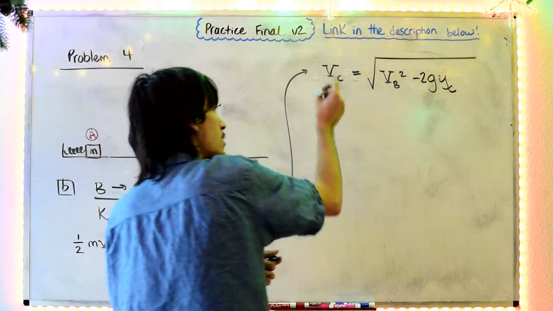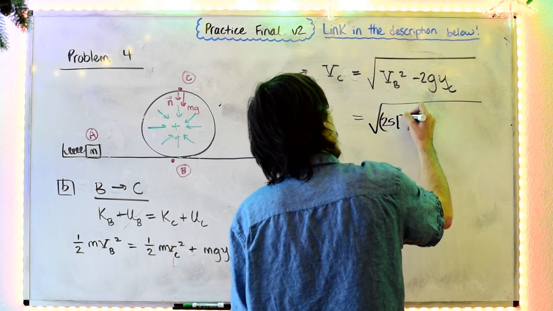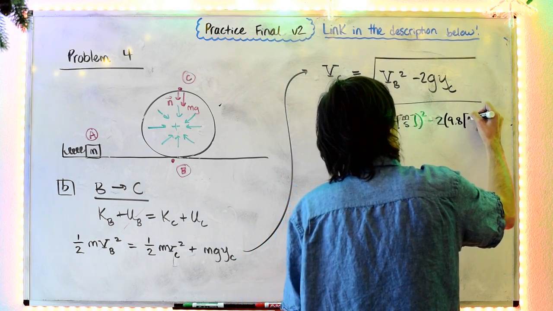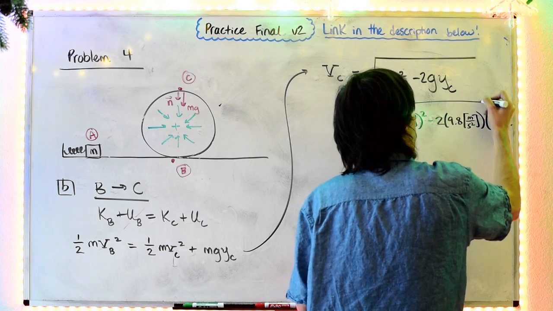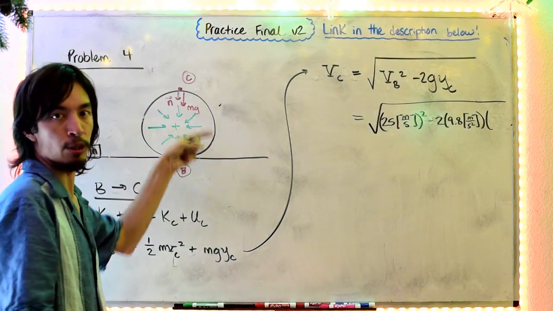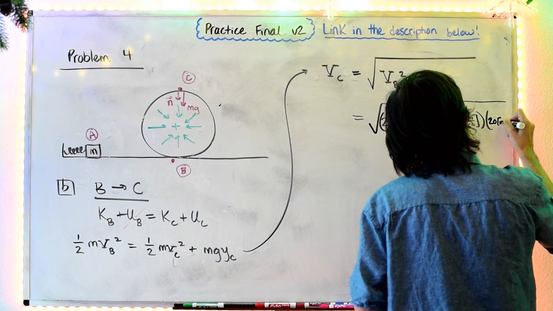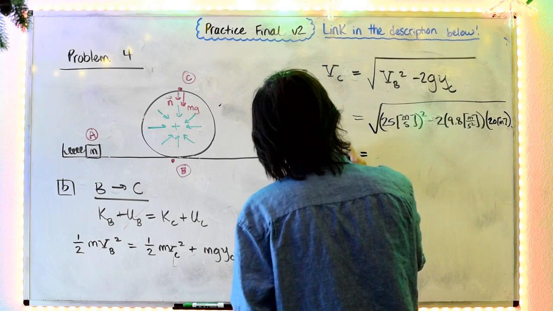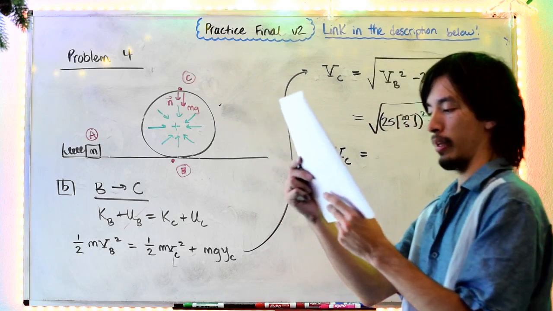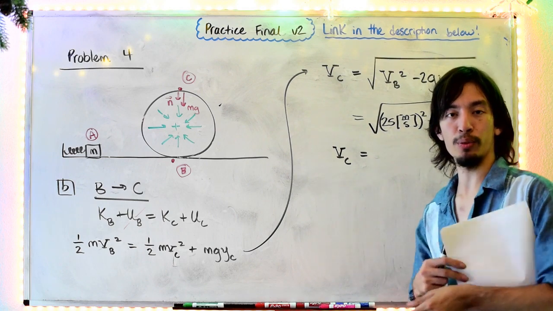So once you get that, plug in the numbers for this. So 25 meters per second squared minus 2 times 9.8 meters per second squared times the height of the loop, which ends up being the diameter of it. It's not the radius, so it's 20 meters. Plug that all in, and you get the speed at the top of the loop ends up being 15.3 meters per second.